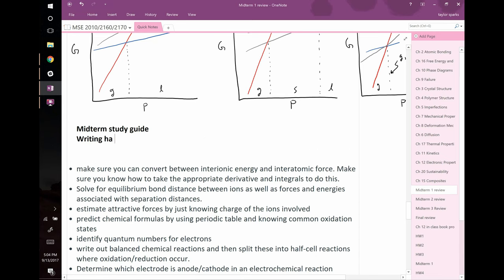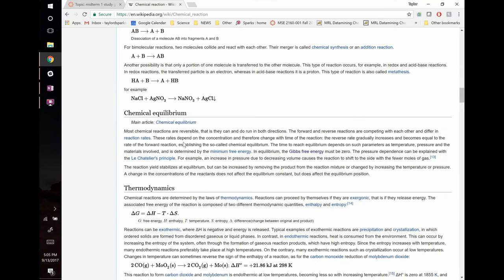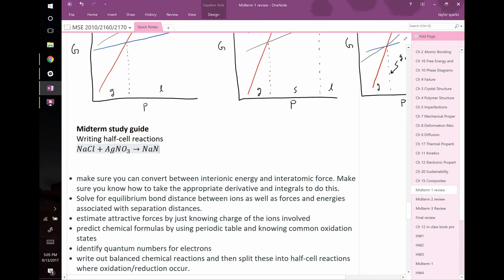Ready? So reactions. The equation was this: NaCl plus silver nitrate, AgNO3, goes to NaNO3 plus AgCl. So first off, is this a redox reaction? What must a redox reaction have? You have to have something reduced and something oxidized. Is that happening here?